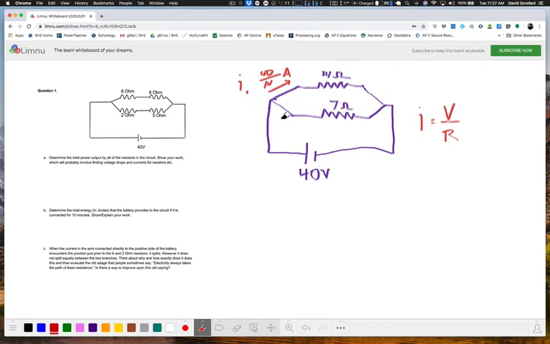Okay. And then in the lower branch of the circuit, by the same reasoning, we'll call that I2. And I'm going to wind up with a current there of 40 volts divided by 7 ohms. And while we're at it, I suppose it would be instructive to talk about the total current, IT, down here.